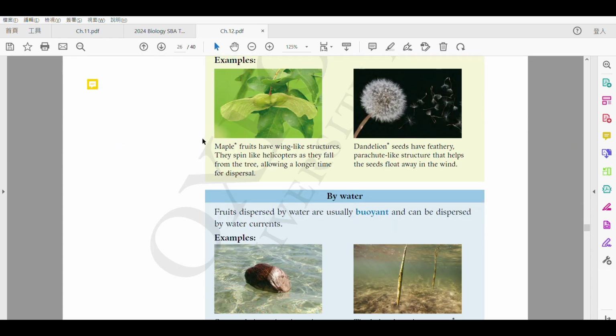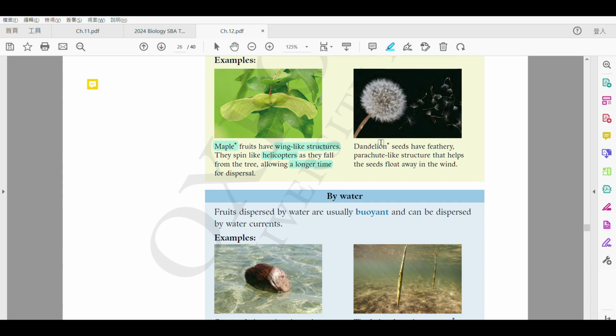好啦，第一樣嘢啦，so we will see this is a maple plant. Okay? 一啲楓樹啦。然後啦，not all 楓樹 will like this, but we will see. They have wing-like structures. I can show you later if possible. Okay? They have wing-like structures. 有啲好似翼嘅 structure 啦。So they will spin like helicopters. Helicopters 係直升機啦。So when they fall from a tree, they will fall for a longer time.